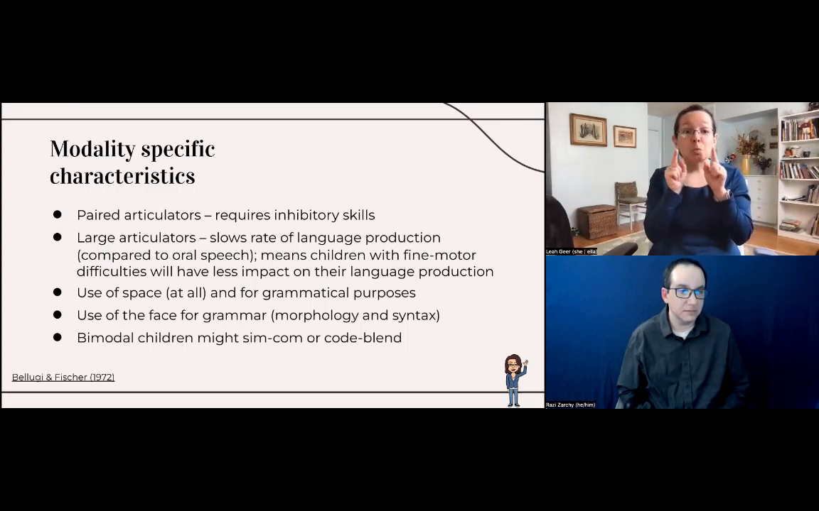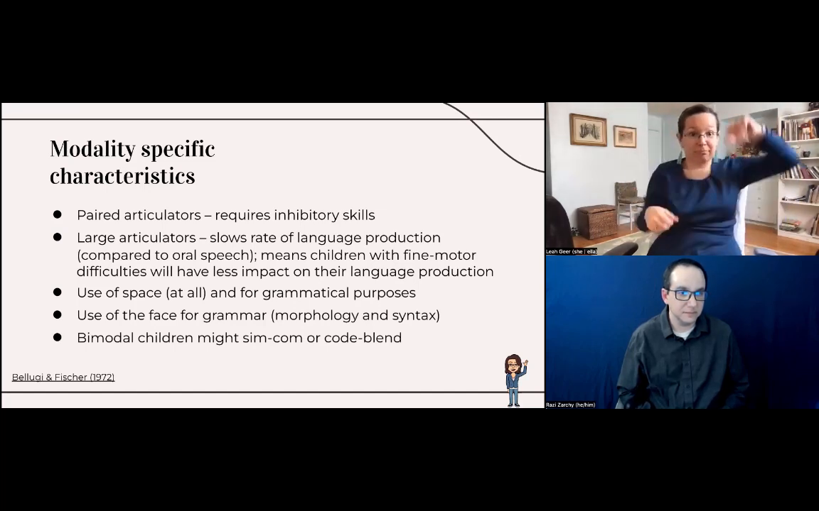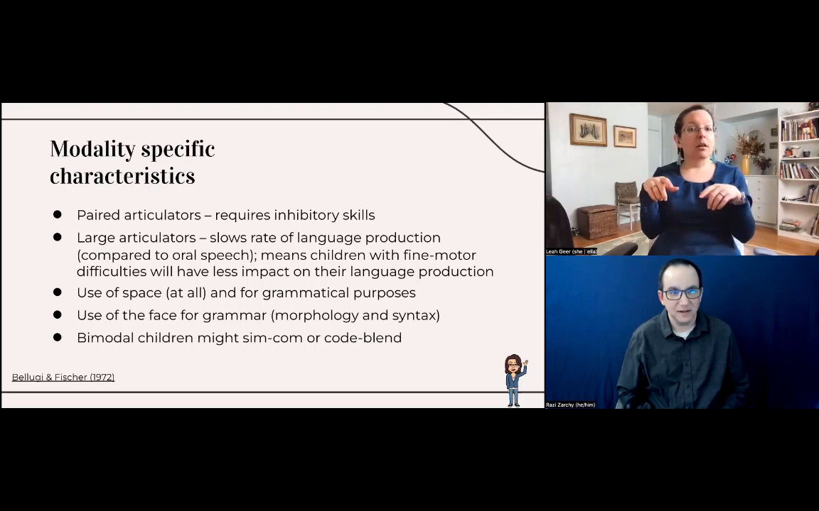Now, next on our list is large articulators. When we look at oral languages, of course, we see the lips, and they're quite small. But here we have such a large signing space and capability with what it is that we can produce with our hands and arms.